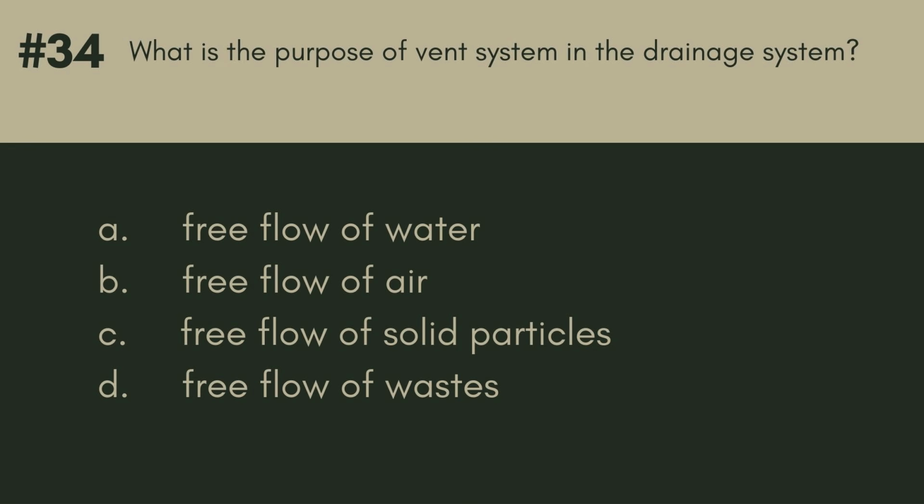Question 34. What is the purpose of vent system in the drainage system? A. A free flow of water. B. A free flow of air. C. Free flow of solid particles. D. A free flow of wastes. The answer? It's B. A free flow of air. The purpose of the vent in the drainage system is free flow of air.